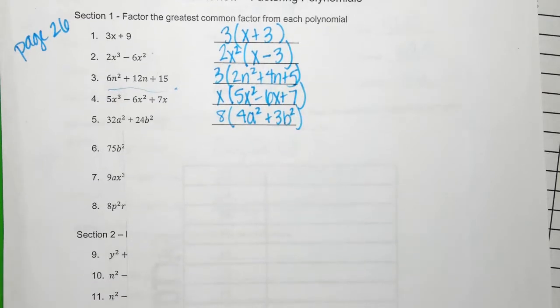Number 5. All they have in common is what? 8. 32, you pull an 8 out.